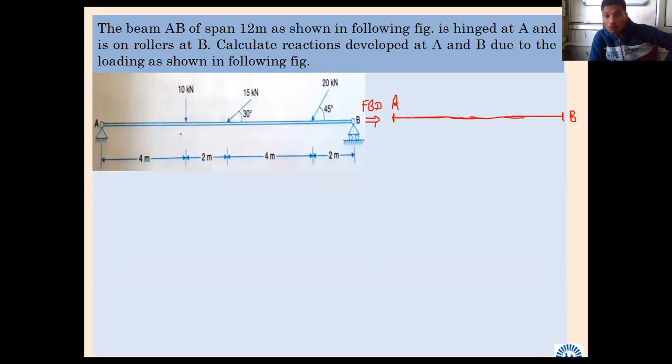Now we have to go back and check how many reactions are there at roller support and how many are there at hinged support. Just go back and let me know. How many reactions will occur at hinged support? I have given the example of a door.